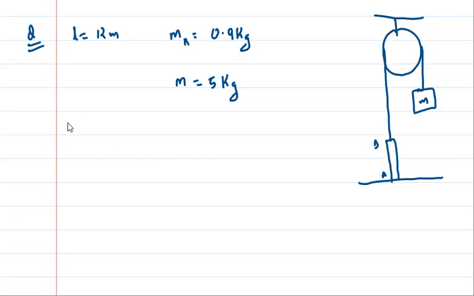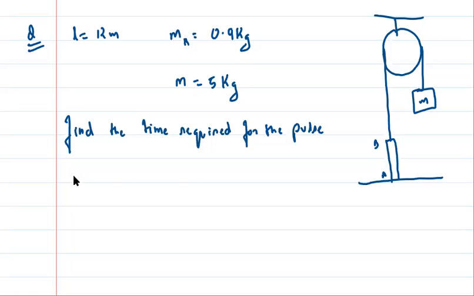So the question is, find the time required for the pulse to reach point B. A पे स्ट्रक किया ट्रांसवर्स वेव, बी तक जाने में कितना टाइम लगेगा? फॉर्मूला पुटिंग गेटिंग सवाल है, फॉर्मूला पुटिंग गेटिंग, ठीक है?